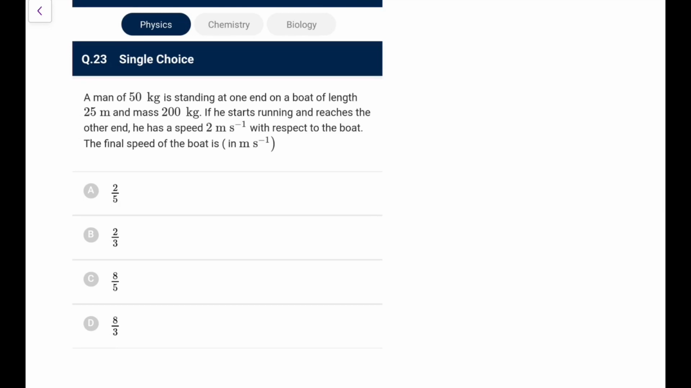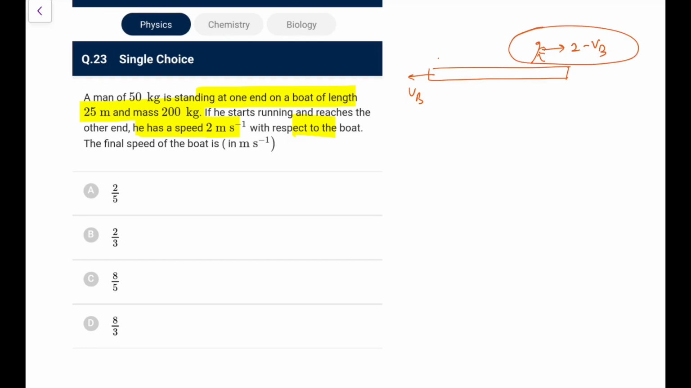A man of 50 kg is standing at one end of a boat of length 25 meter and mass 200 kg. If he starts running and reaches the other end, he has a speed 2 with respect to the boat. The final speed of the boat is, so you just remember, let's say boat will go backward with a speed, let's say VB. His speed is 2 with respect to the boat. That means with respect to ground it would be going with the speed 2 minus VB. And you know, because no external force acts, his momentum along right should be equal to the momentum of the boat along left. So the boat's mass is 200 kg into VB to the left, and this one would be 50 into 2 minus VB.